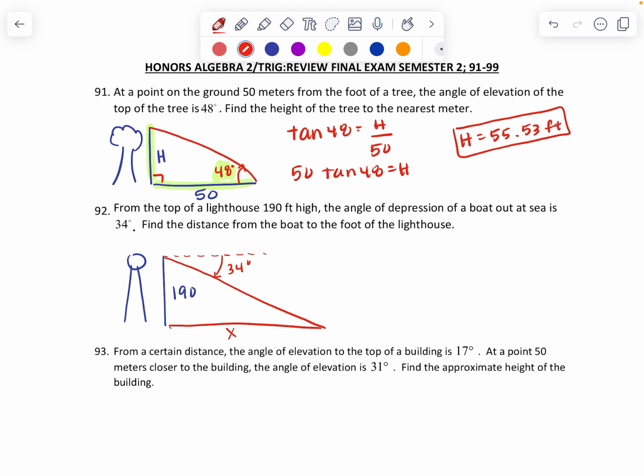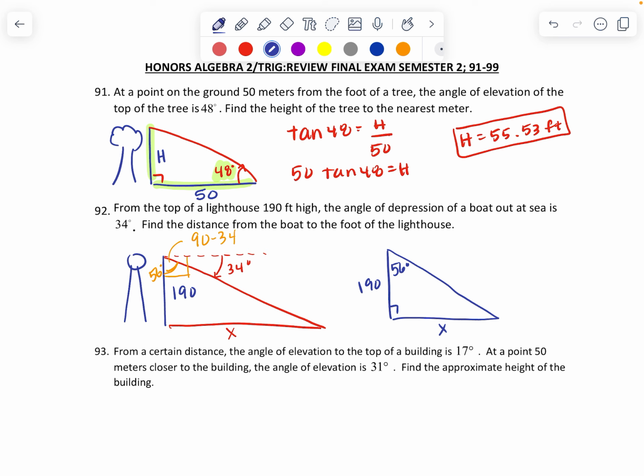So I need a couple more angles here. I can find this angle right here by just subtracting, because these guys together make 90. So I can find this angle by just going 90 minus 34. Okay, and 90 minus 34 is 56 degrees. So this guy right here is 56 degrees. Let me redraw this triangle. There's just too much going on. Okay, so this is a 90, this is 190, this is 56 degrees. And I'm looking for X. Okay.